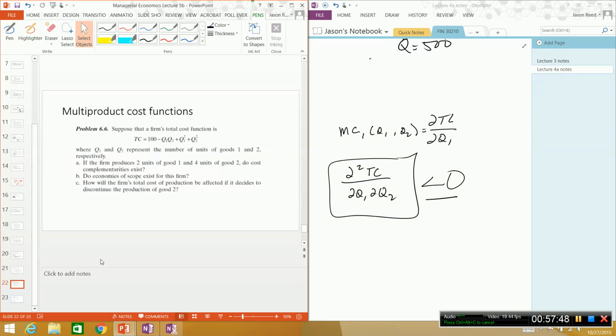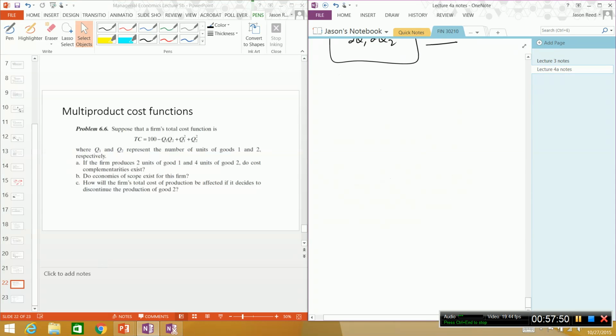So in the problem that we have here, total cost is 100 minus Q1 times Q2 plus Q1 squared plus Q2 squared. So we have goods Q1 and Q2. If the firm produces 2 units of good 1 and 4 units of good 2, do cost complementarities exist? So how do we do that?